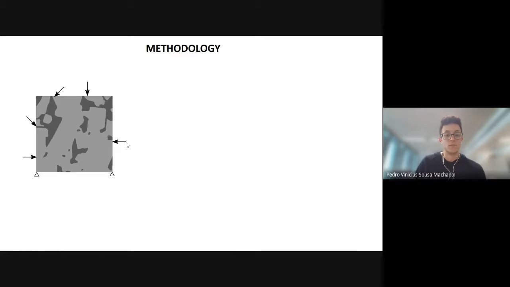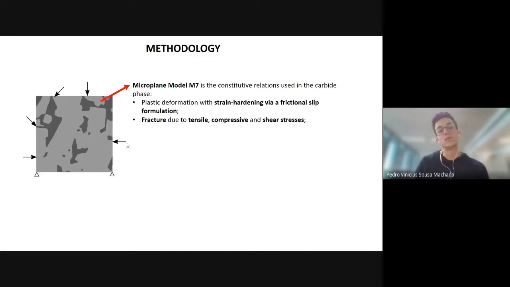In our case, this material has two phases. For the first phase, the carbide, we use model M7. This model is appropriate for fragile materials because it considers fracture due to tensile, compressive, and shear stresses. And its plastic formulation is based on a frictional slip formulation. So this is the model we use for the carbides.